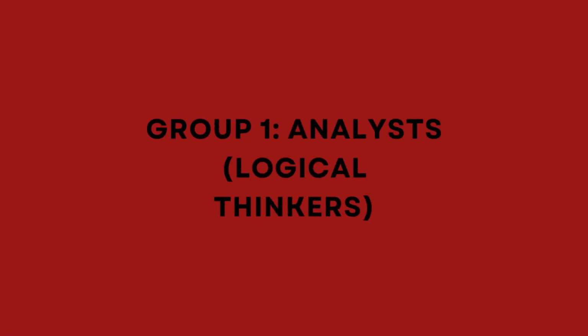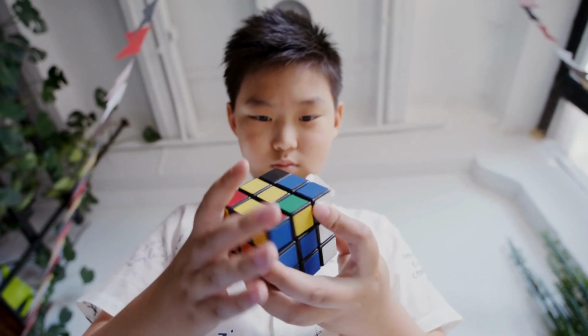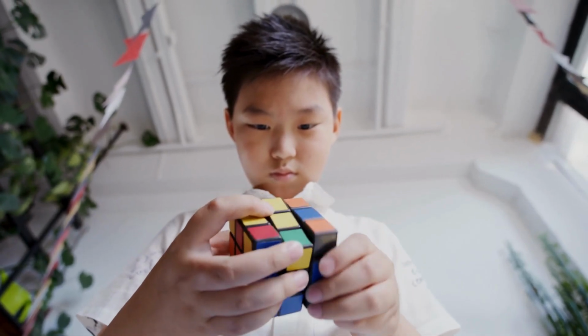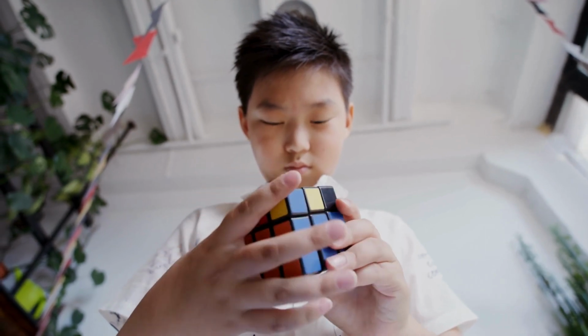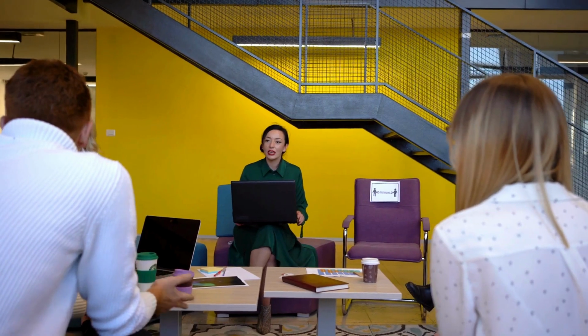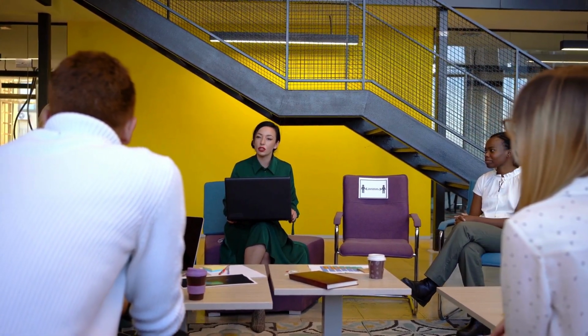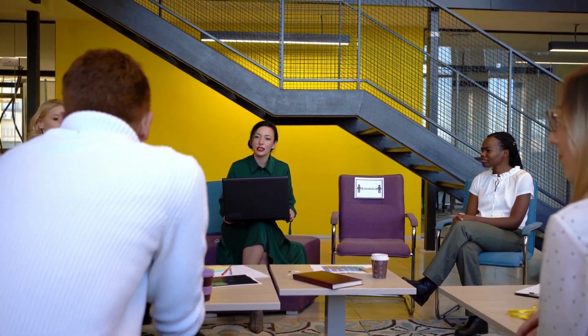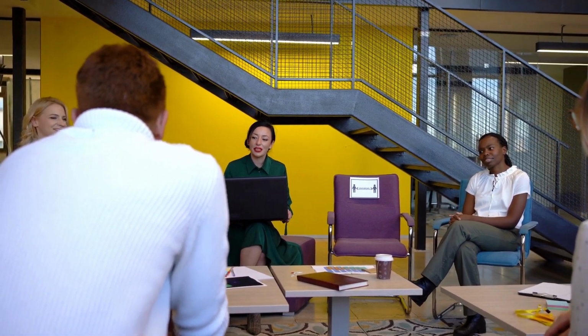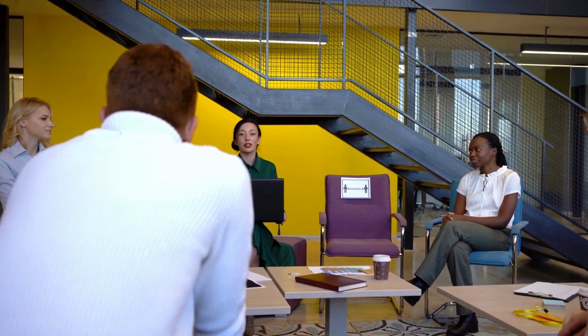So let's dive into the first group, which are analysts, or your logical thinkers. And it's exactly how it sounds. These are people who tend to think logically. They like facts. They tend to stick with the rules. They think logically about situations. They follow plans, strategies. They are knowledge seekers. They want to know the truth, the whole truth, and nothing but the truth.